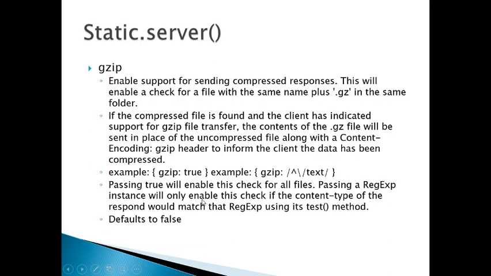Gzip, you can enable it or you can disable it. Enabling support for sending a compressed response. This will enable a check for a file with the same name plus .gz in the same folder. If the compressed file is found and the client has indicated support for gzip files, the contents of the gzip file will be sent in place of the uncompressed file. So this is one way out. You can send it gzipped or you can send it in a normal way. It's up to you.